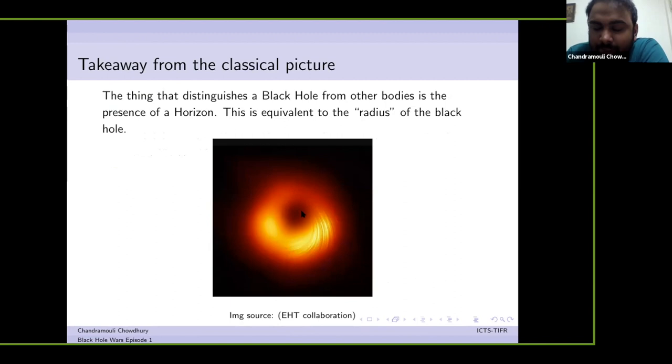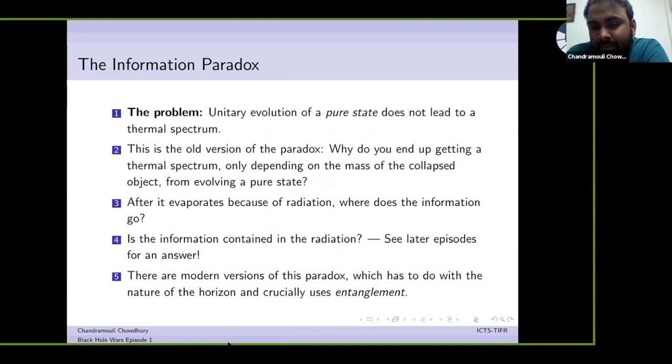Entanglement, which is a name in quantum mechanics and something you might have heard of a lot, plays a very crucial role in trying to formulate the modern version of the paradox. That's the status as of 2021, that the modern versions of the paradox are actually formed using entanglement. So, all right. By the way, are there any more questions for this slide?